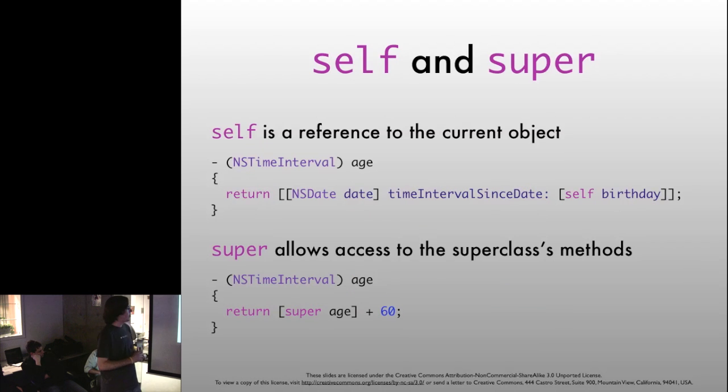Okay, like was kind of hinted at, there are two other keywords in Objective-C. One is self, which refers to the current object. If you're a Java person, it's equivalent to this. We also have super, which is a reference that allows you to get at the parent class's versions of your methods. So here's an example. If I want to get my age, I can ask NSDate how long it's been since my birthday. Or I can be 60 years older for some reason than whatever my parent would say. Any questions about self or super? They should be pretty easy.